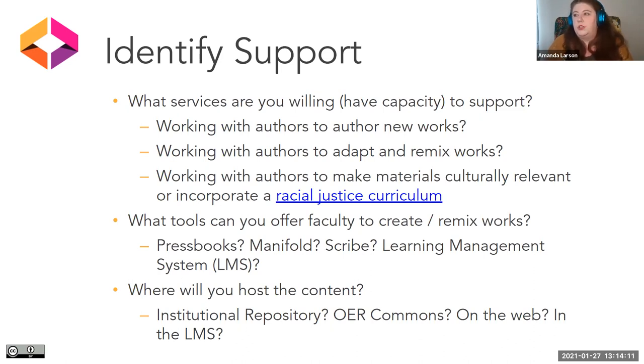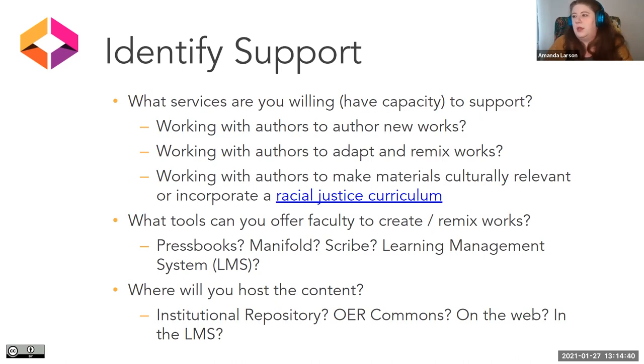Are you going to work with authors to adapt and remix works, which is also quite a bit of work because there's a lot of things you have to think about when you're starting to think about how do you remix OER that is already existing. So do all of the images have the right permissions? I can't tell you the times I've run across OER that have copyrighted images in them. And you're like, oh, great, what do I do with that? Well, you have to source different images or get permission from the license holder. But there is a lot of steps to that.